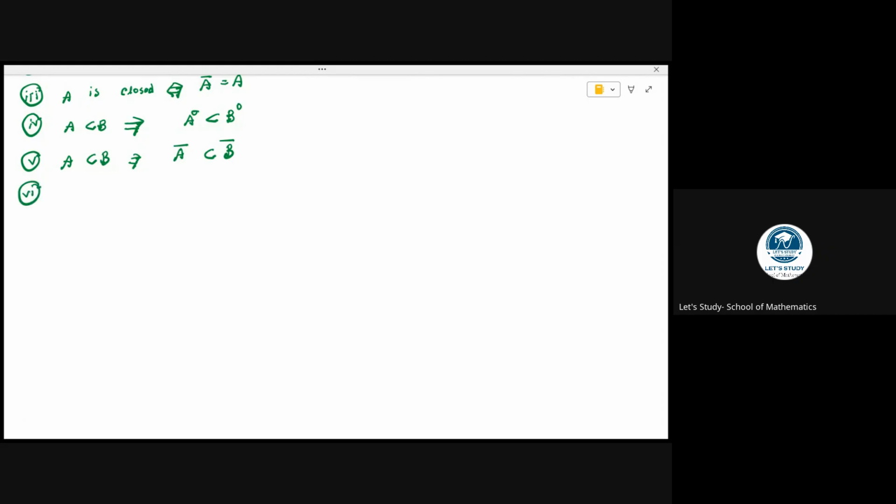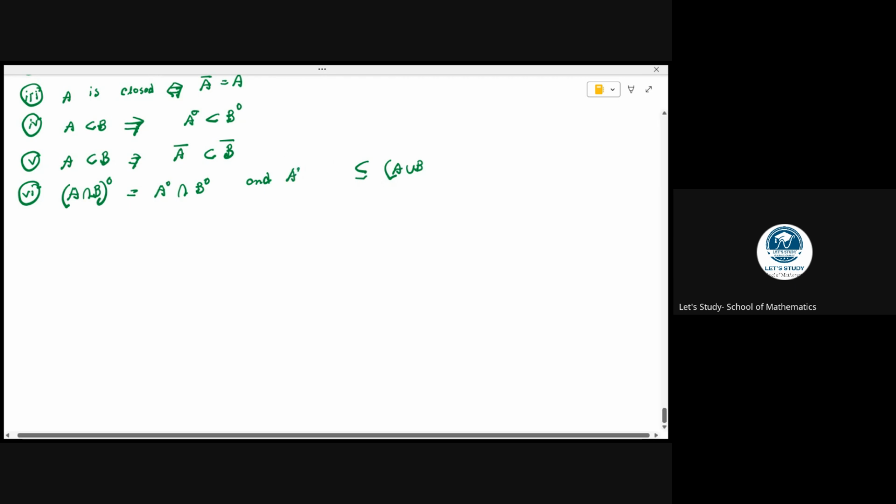Number six is: the interior of A intersection B is equal to the interior of A intersection the interior of B, and the interior of A union B contains the union of the interiors, a subset of A union B. So probably I mistakenly wrote it in the wrong direction. Okay. What should we write? Number seven.